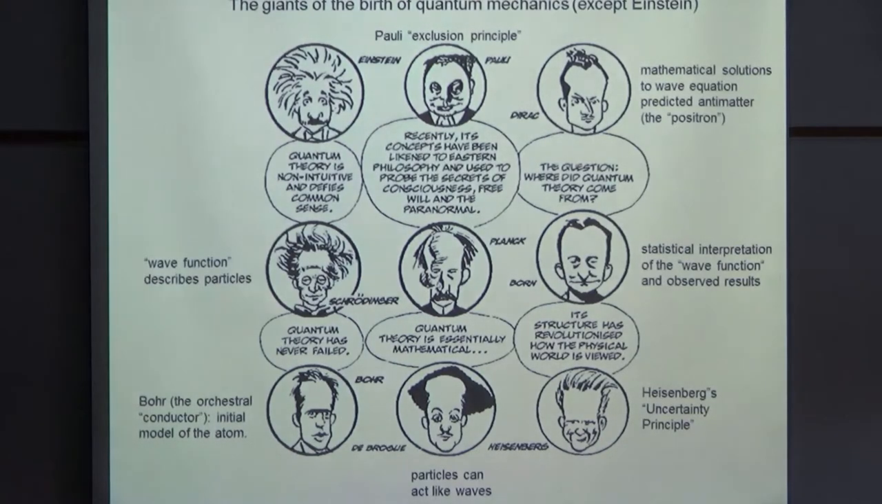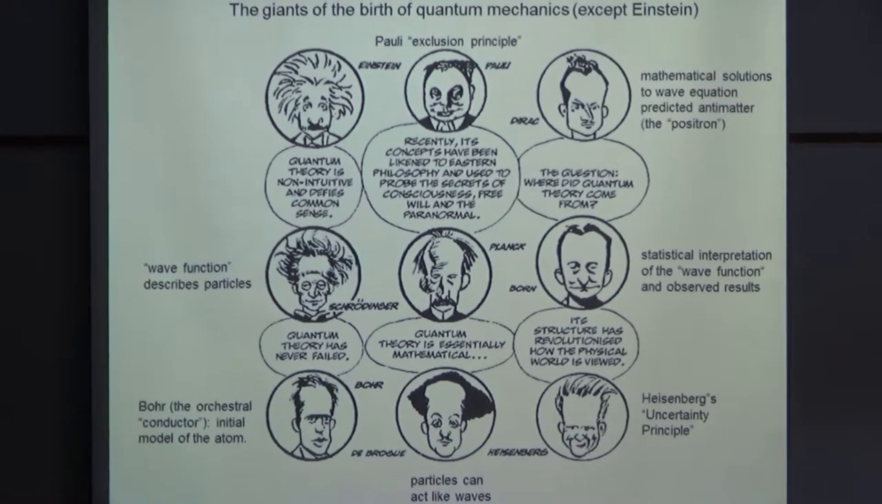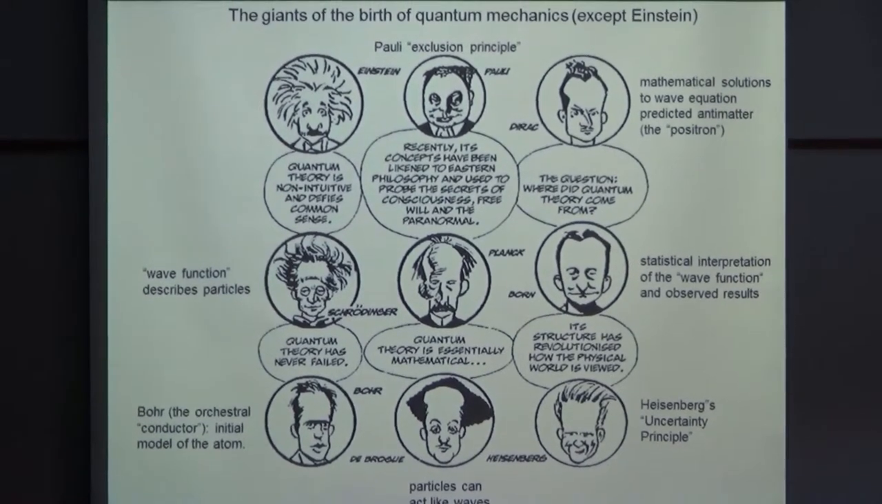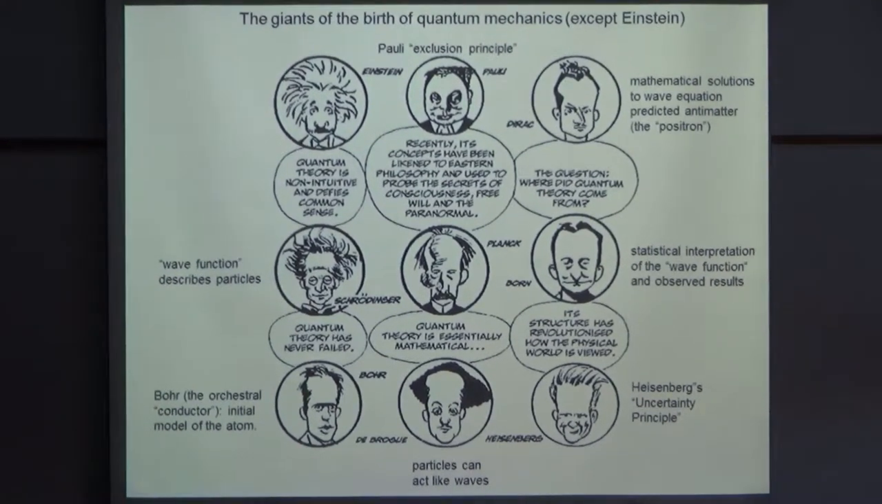So these are the giants of quantum mechanics. We started understanding that there's no such thing as a true particle. Particles can act like waves. Waves can act like particles. Over here on the right is Heisenberg, who came up with the uncertainty principle that basically says there are things that might be able to happen, and if that is the case, they must happen.